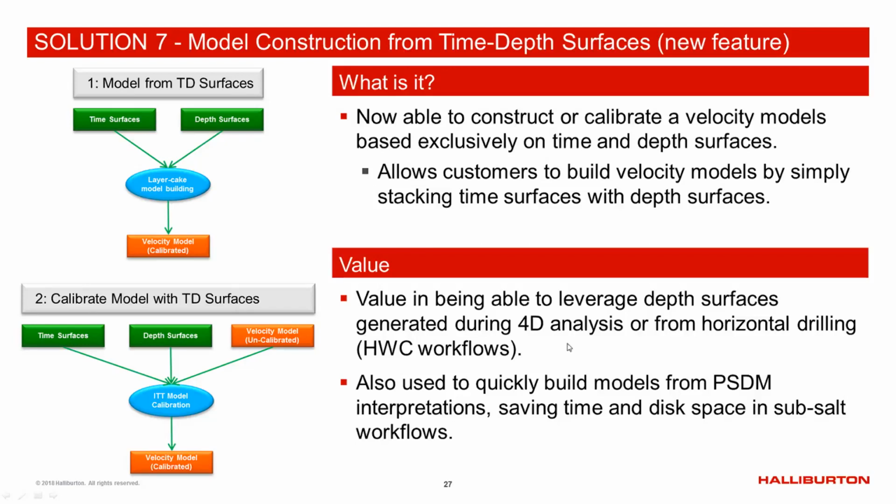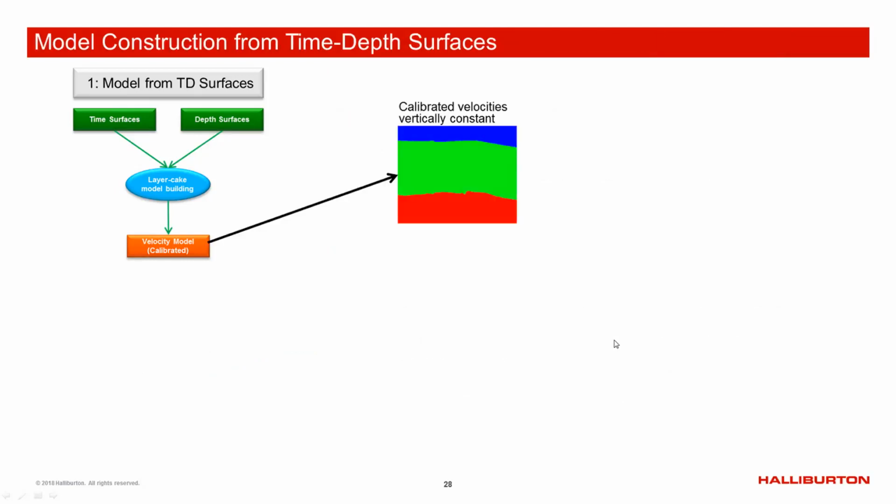valuable in the 4D workflow, where you already know the depths and the depths have changed, so you want to figure out what the velocities are based upon the changed depths, or in the horizontal drilling resource play workflow, where you have predictions of what the depths are, and you want to use that to find out what the velocities are. Okay, so how that works is you simply give it some time surfaces and depth surfaces, and boom, you have a velocity model. But the velocities are going to be vertically constant between your input surfaces. This picture doesn't show it, but they can be laterally variable.